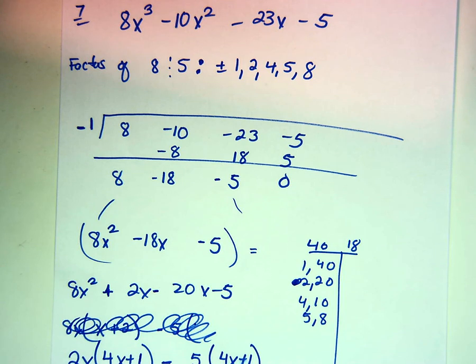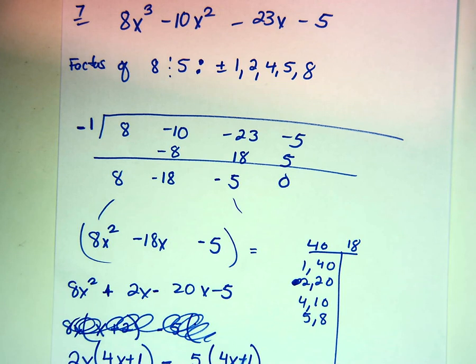Bring down your 8, so negative 1 times 8 is negative 8. Combine your like terms, you got negative 18. Negative 1 times negative 18 is positive 18. Combine your like terms, you're left with negative 5. Negative 1 times negative 5 is positive 5. Combine your like terms again. Notice how you got a 0. Well, if we know what the 0 is, we know that x plus 1, which is this right here, is going to be a factor. Even though you see a negative, it's x plus 1.